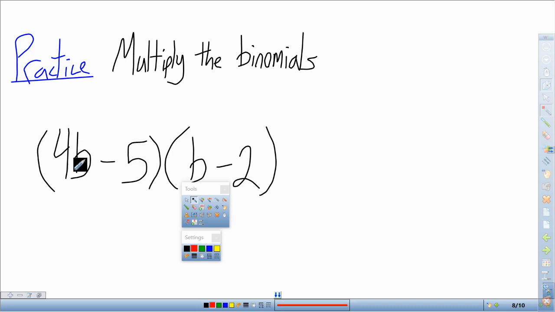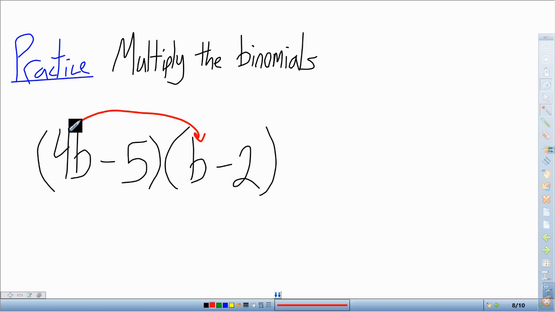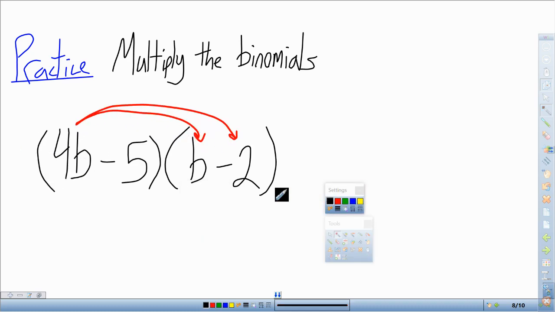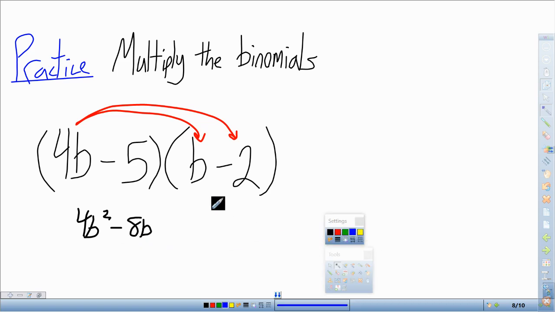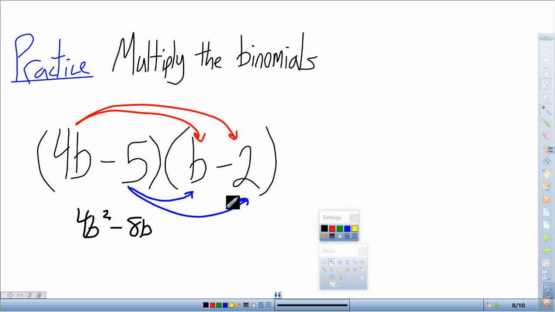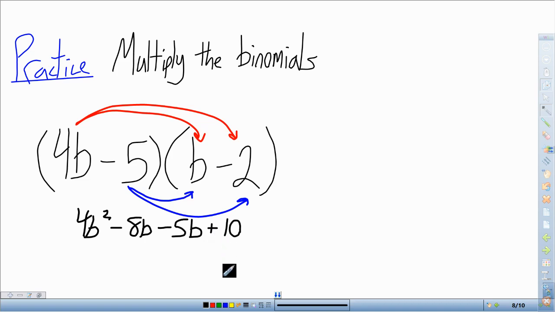All right, so on this problem, starting with this 4b, I'm going to go ahead and distribute it into the parentheses. 4b times b is 4b squared. 4b times negative 2 is a negative 8b. Okay, moving on to the negative 5, I'm also going to distribute that into the parentheses. Negative 5 times b is negative 5b. Negative 5 times negative 5, positive 10.